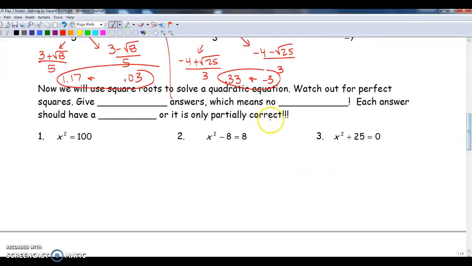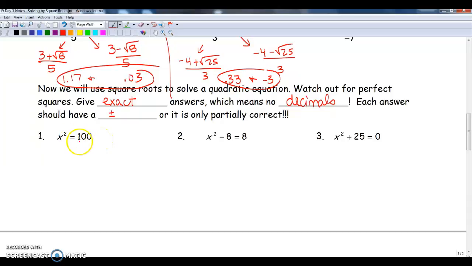Then what we're really getting into is solving. We're going to solve using square roots with quadratic equations. Quadratic equations means equations with x to the second in it. Watch out for perfect squares so you don't have to do factor trees. You're going to want to give exact answers only, which means no decimals. Each answer should have a plus or minus, or it's only partially correct. And I'll explain what that means down here.